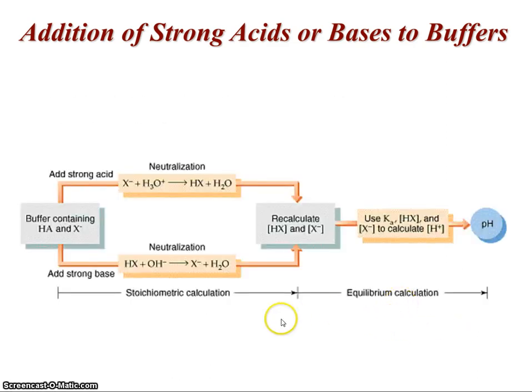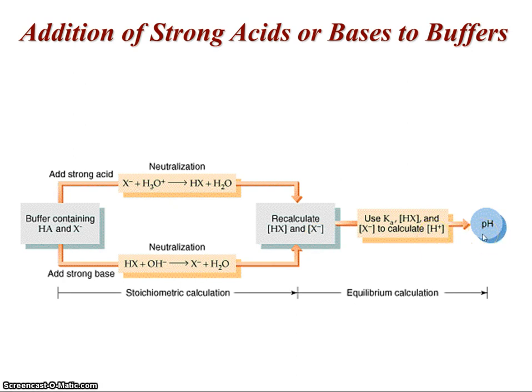And here's a little flow chart for that. Right, so you've got a buffer containing my weak acid and weak base. If I add the strong acid, I do a neutralization step using stoichiometry. I recalculate the new concentrations of conjugate weak acid and conjugate weak base. Use Henderson-Hasselbalch to find the pH. And the same thing happens if I add a base, except now I'm going to consume some of my weak acid to form the conjugate weak base, recalculate the concentrations, and then use Henderson-Hasselbalch again to find the pH.